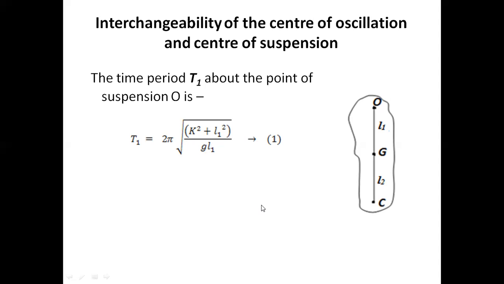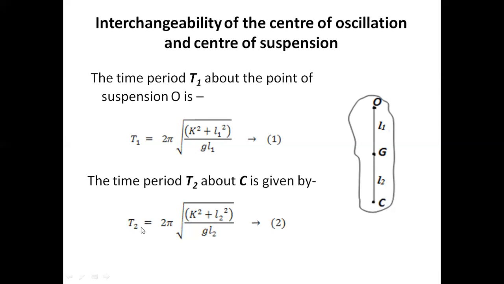Now reverse the compound pendulum and suspend it about the point C. Then the length becomes L2. So if we suspend the pendulum about C, the time period of the compound pendulum T2 is equal to 2 pi root of (k square plus L2 square) by g L2. Take this as equation number 2.